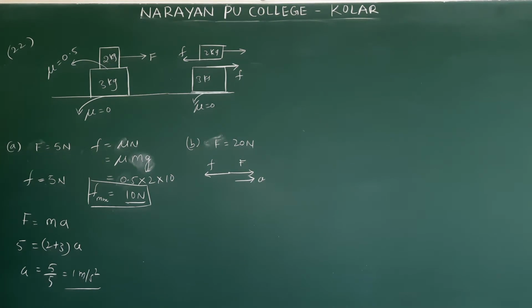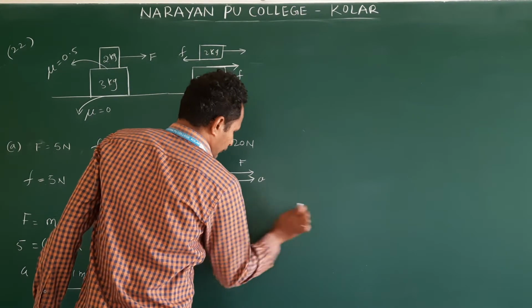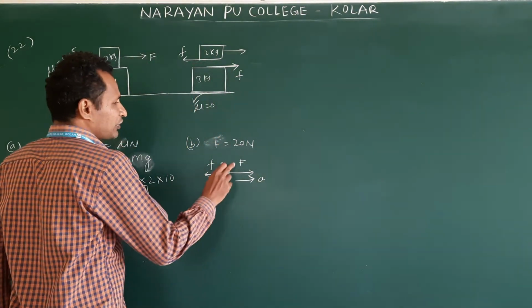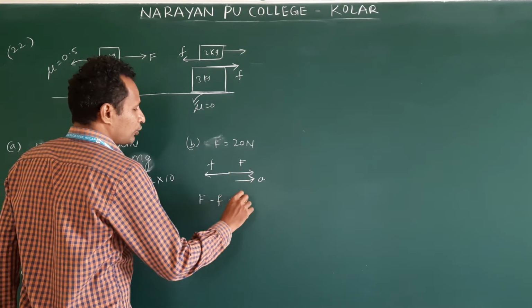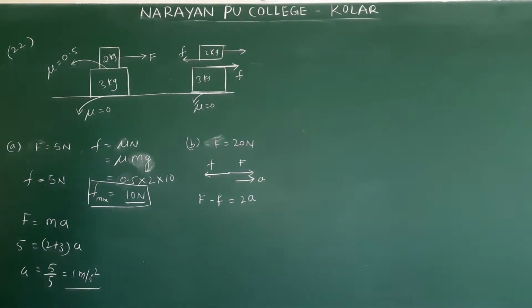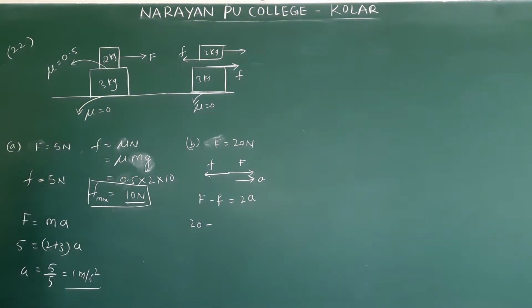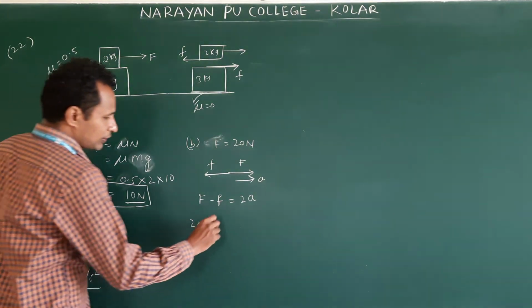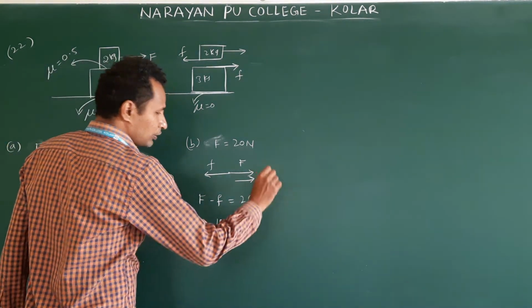Okay. Now, frame the equation. Which is dominating? F is dominating. F minus small f is equal to 2 into a. Okay. What is F? 20 newtons. What is the frictional force? Maximum is 10. So 20 minus 10 is equal to 2 into a.